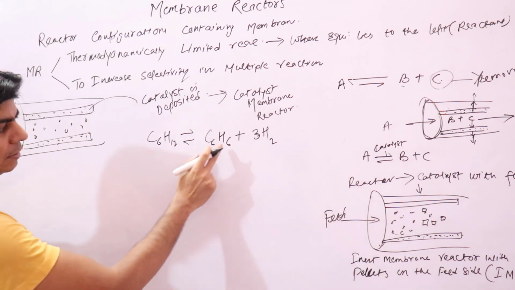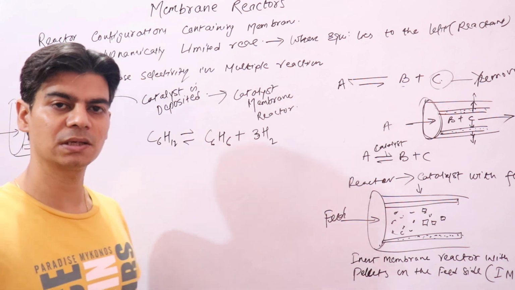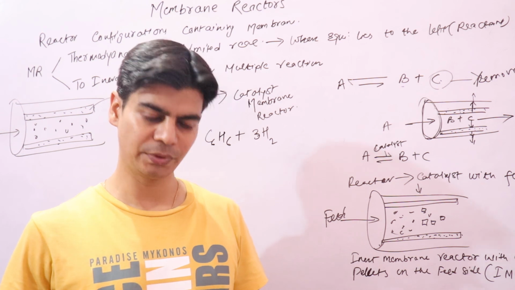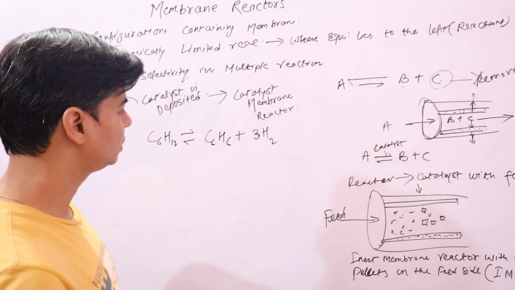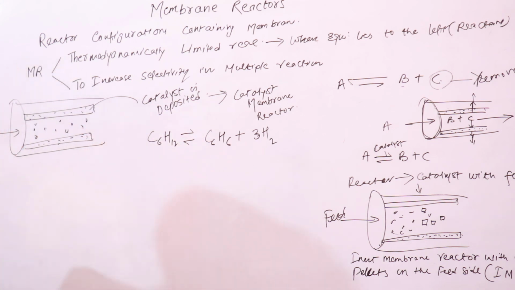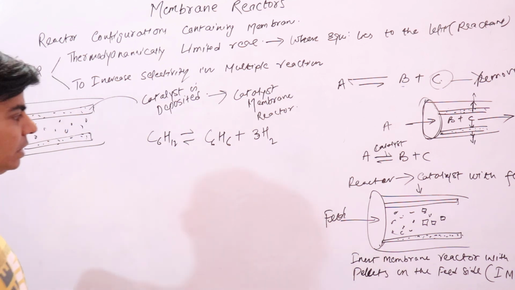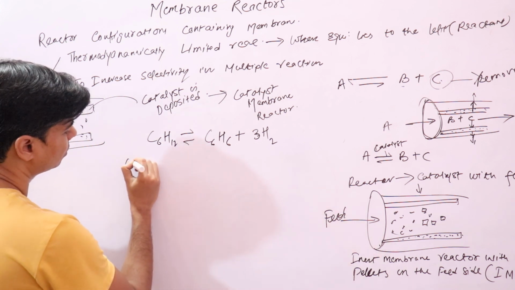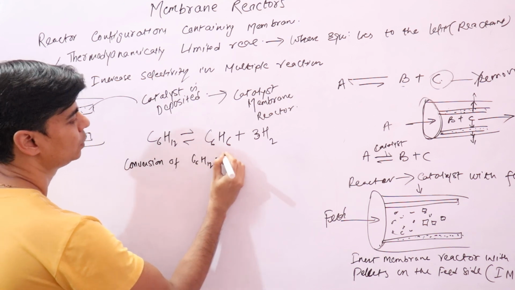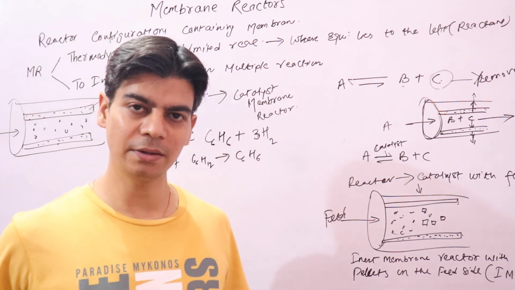This is your reactant, these two are products, right? Now this reaction we say is a thermodynamically limited reaction, where we have already discussed that your equilibrium will lie towards the left, right? So here C6H6 and hydrogen will react to give you back C6H12, right? So now how can we increase the conversion of C6H12 to C6H6, right? We say the answer is by using a membrane reactor.